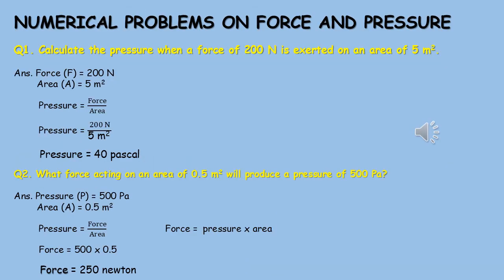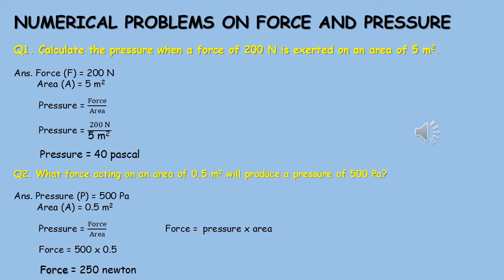Here are some numerical problems on force and pressure. Calculate the pressure when a force of 200 Newton is exerted on an area of 5 meters square. Let us note down the given data along with the symbol and the SI unit. Force, which is denoted by capital F, is equal to 200 Newton according to the problem. Area A is equal to 5 meters square. Pressure is equal to force by area. So we can replace the values as 200 Newton by 5 meters square. So pressure is equal to 40 Pascal. SI unit of pressure is Pascal.